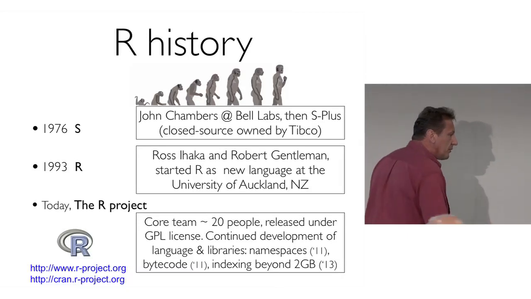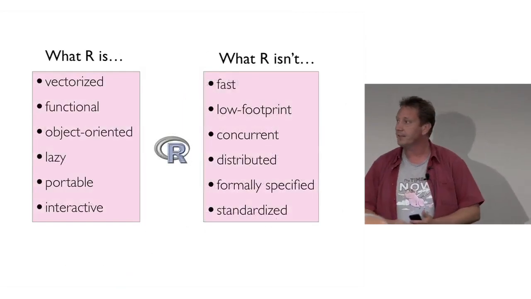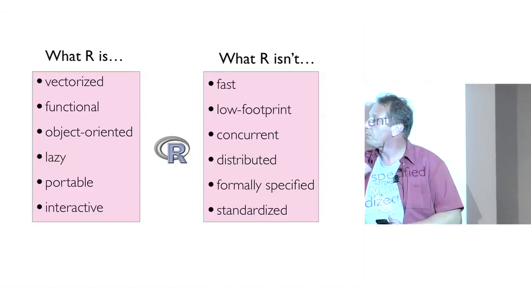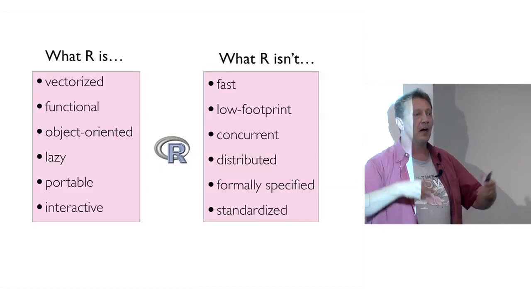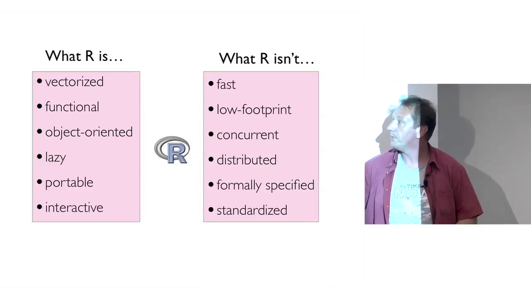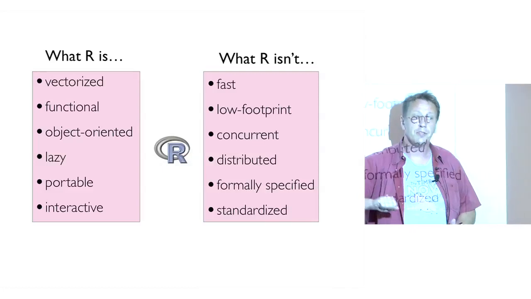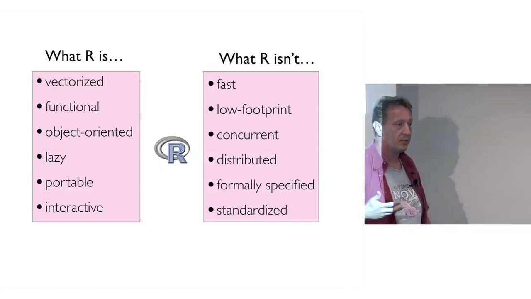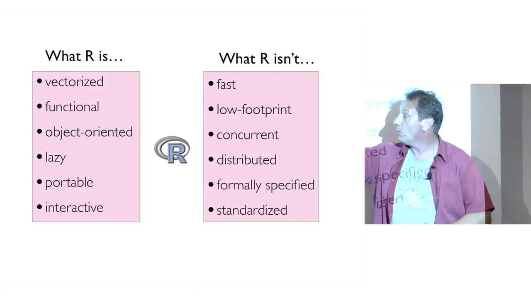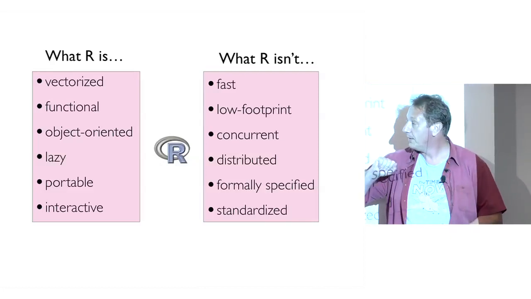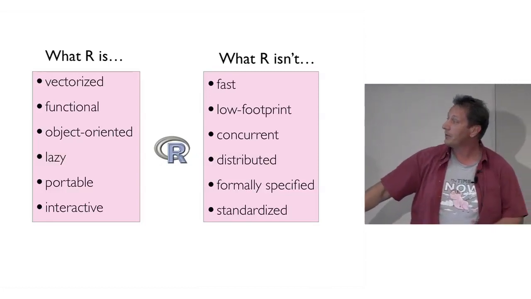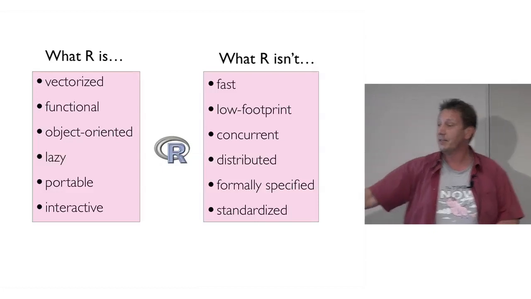Okay. So if we want to summarize what R is, here's a way to think about it. R is a vector programming language. So in R, everything is a vector. Number 3 is a vector of size 1. It's a functional language, in the true sense of what functional means. I'll come back to that. It's also an object-oriented language. It's also a lazy language. It's portable, it's interactive. Another way to think about R is all of the things that it isn't, right?